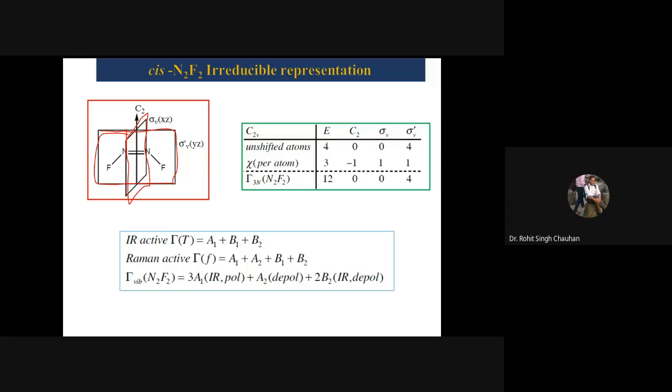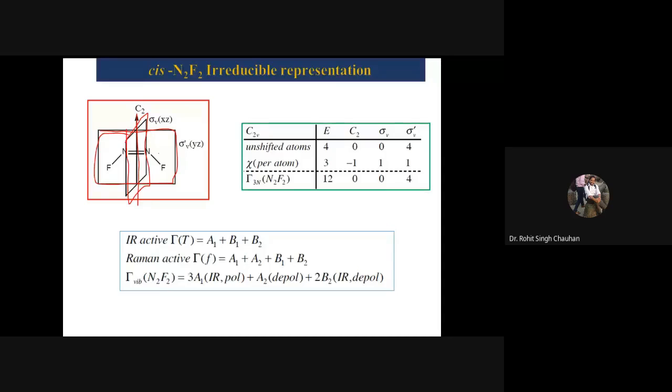Even for the C2, how many atoms are unshifted? C2 means this axis, the red one I'm drawing. If you rotate along this, what would happen? This NF will become here, and this NF part will come here. So in short, the whole molecule is going to be shifted. So the number of unshifted atoms will be zero. Is that clear?